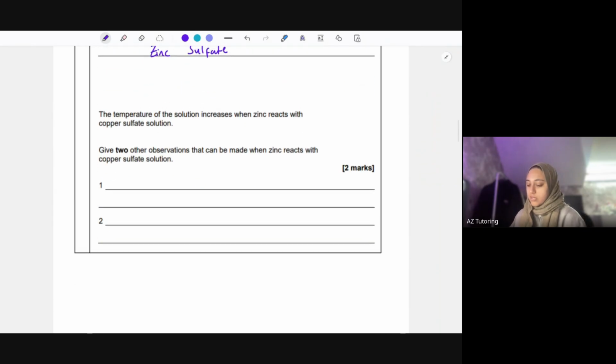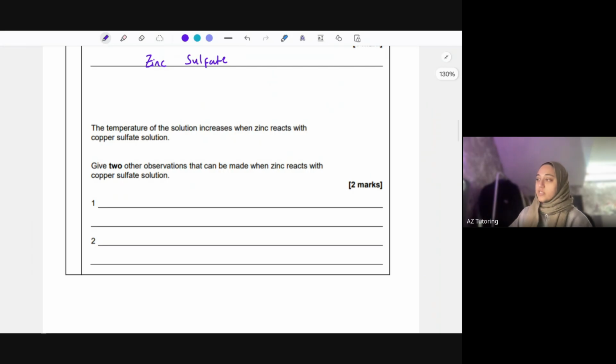There are certain ions that you need to remember, and sulfate 2 minus is quite a common one to know. Okay, the temperature of the solution increases when zinc reacts with the copper sulfate solution. Give 2 other observations that could be made when zinc reacts with copper sulfate solution. So this would be the color changes. So you would say the solution becomes colorless when the zinc reacts with the copper sulfate solution.